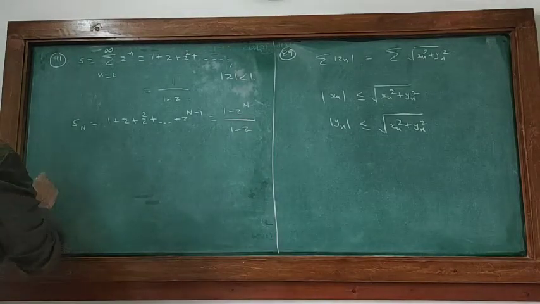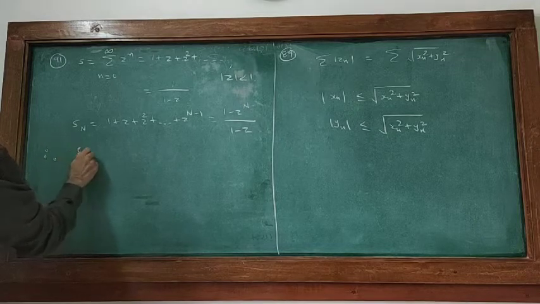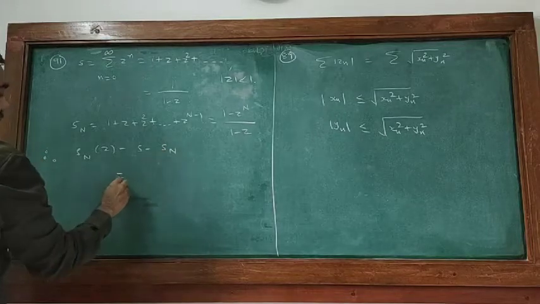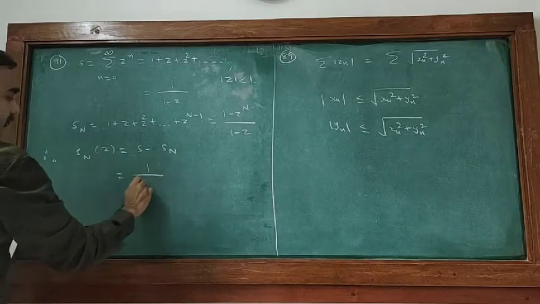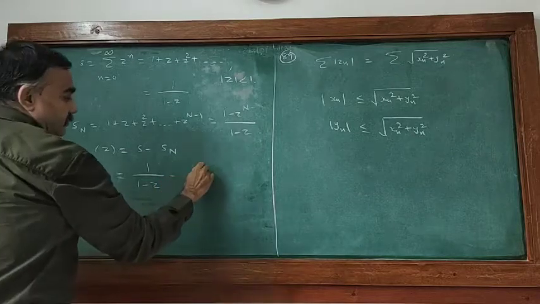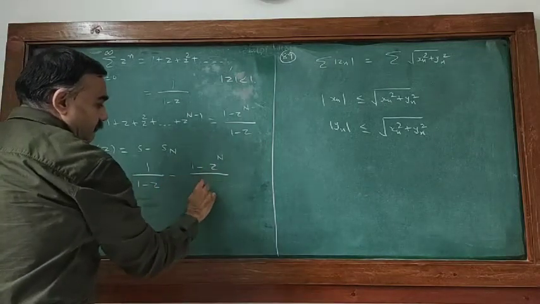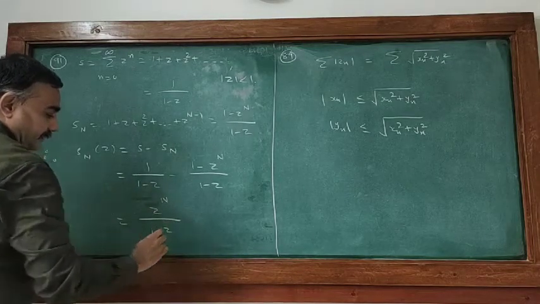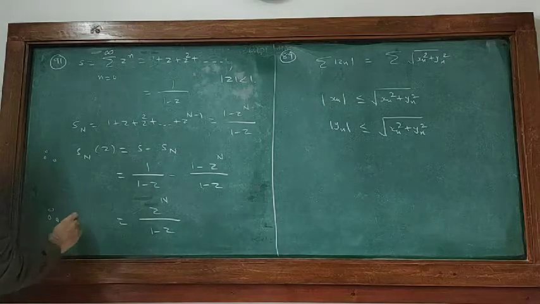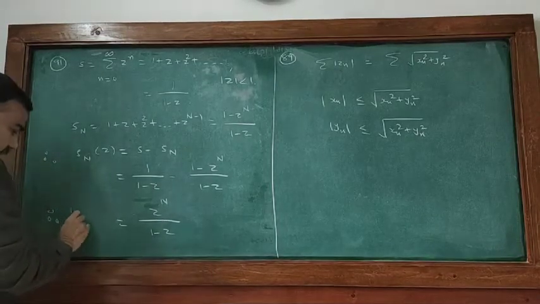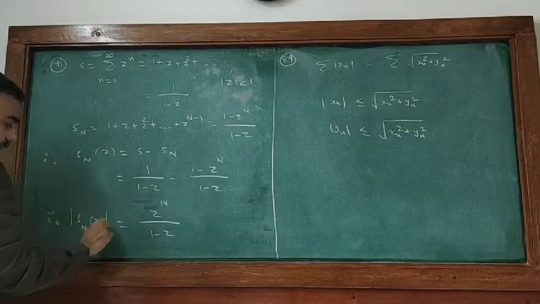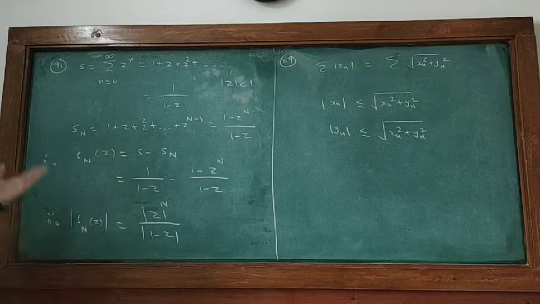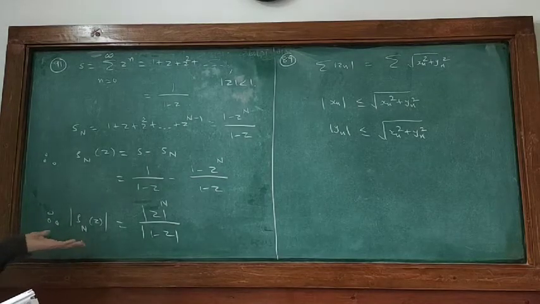So we define one term, rho n of z, equal to S minus Sn. This is equal to 1 upon 1 minus z minus 1 minus z raised to n upon 1 minus z. So obviously this is equal to z raised to n upon 1 minus z. If we take the mod of this, whenever it is required in future, I am just marking it here.